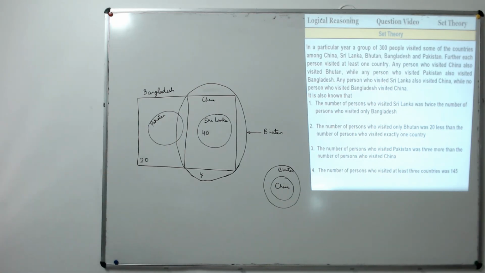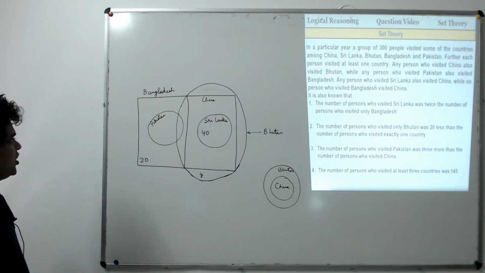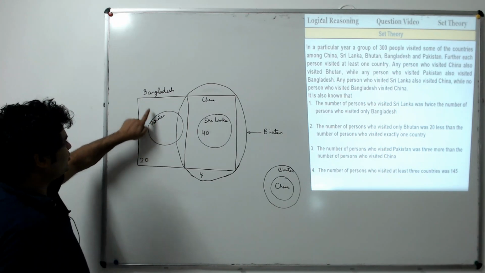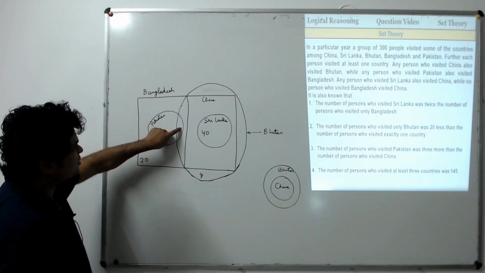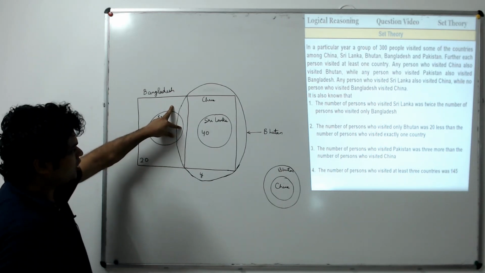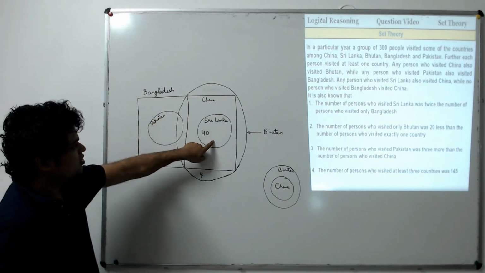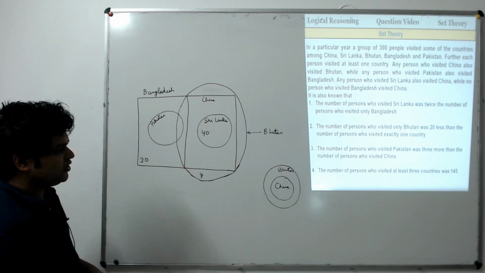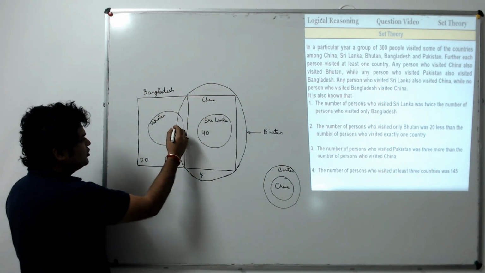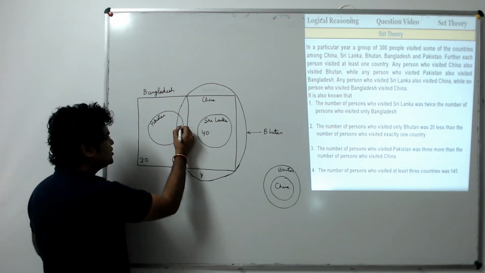The number of persons who visited at least 3 countries was 145. So 3 countries means Pakistan, Bangladesh and Bhutan. So this intersection, Pakistan, Bangladesh and Bhutan, and this intersection, Sri Lanka, China and Bhutan. So this sum is 145. Here we have 40. So we can say that this value is 105.